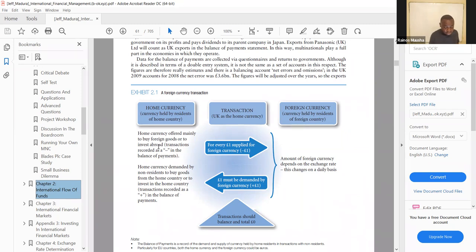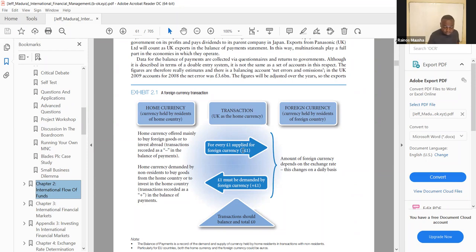So which means in this case, transactions are recorded in the balance of payments as well. So which means from a UK perspective, for every pound supplied for foreign currency, which basically means that we're going to be losing out, we're basically spending a pound.